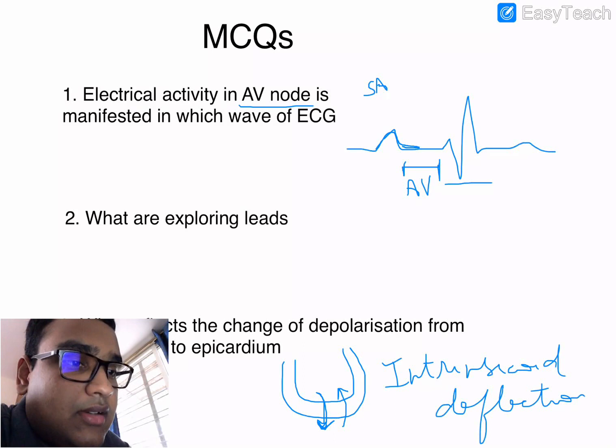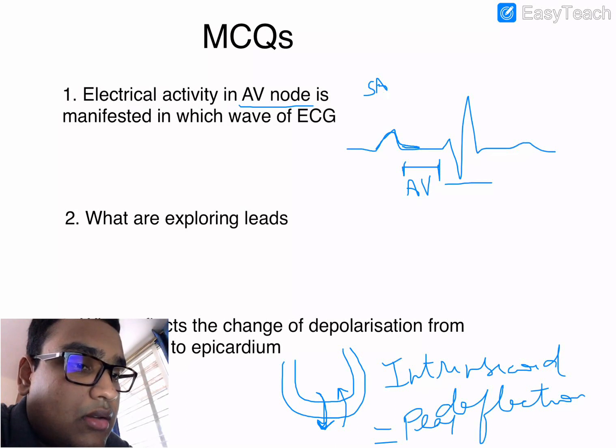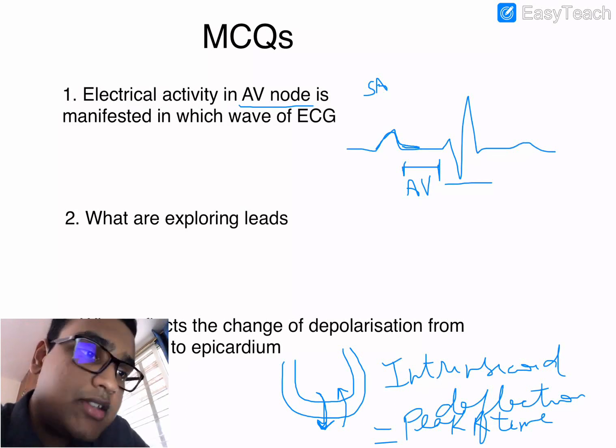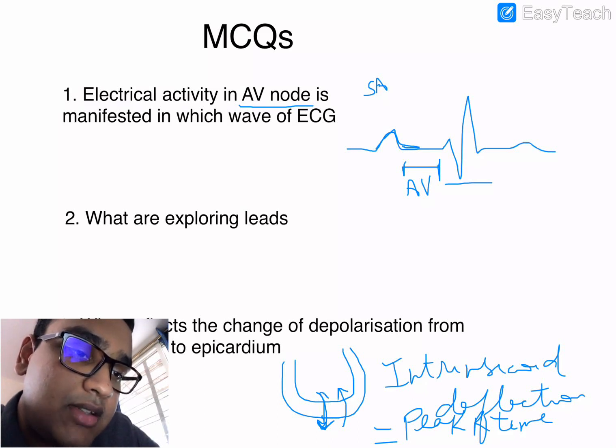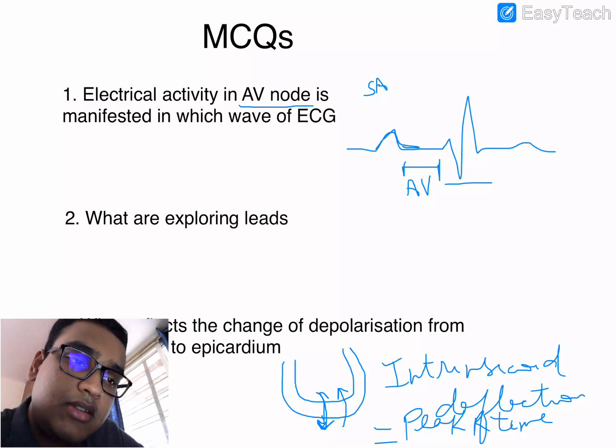This is also known as peak R time. We'll discuss this again later in detail when we discuss QRS morphology. So intrinsicoid deflection is nothing but the change in the peak of the depolarization wave in the ventricle, because the electrical current going from endocardium to epicardium, after reaching the epicardium, is getting dispersed to other cardiac areas.